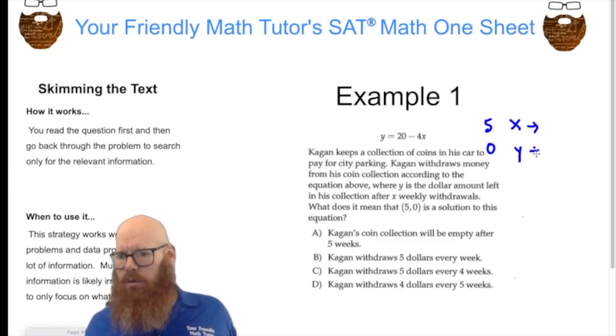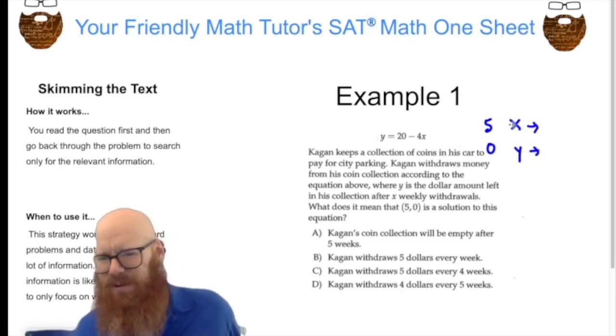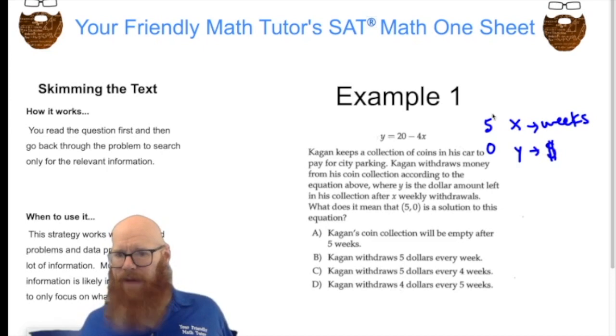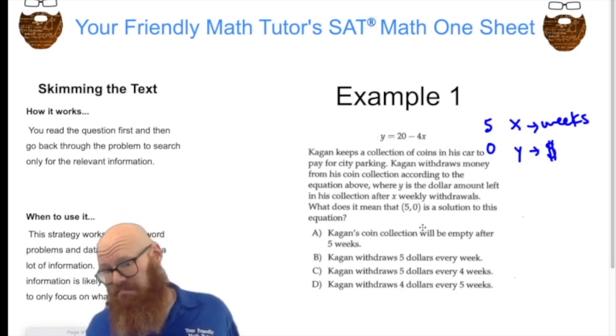All I need to do is go into the problem and figure out, well, what does x represent, or what is it kind of measured in? All right. So it says y is the dollar amount left after x weekly withdrawals. So x is measured in weeks and y is measured in dollars. So we're looking for an answer that's talking about 5 weeks and $0. Well, Kagan's coin collection will be empty after 5 weeks. Well, at least it mentions 5 weeks, and empty sounds like $0.